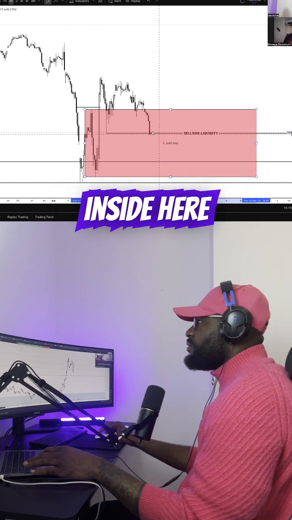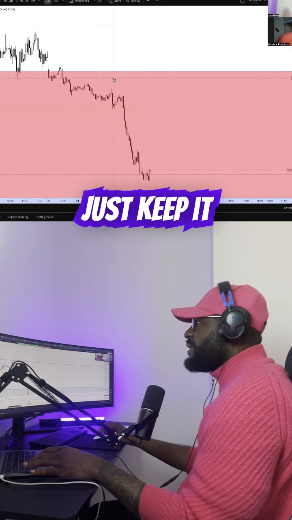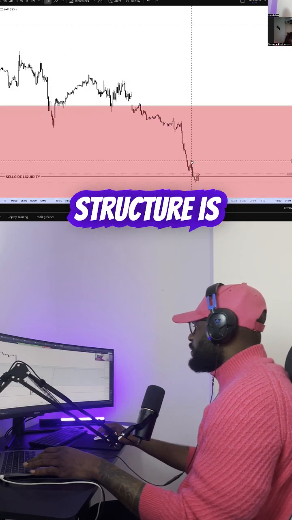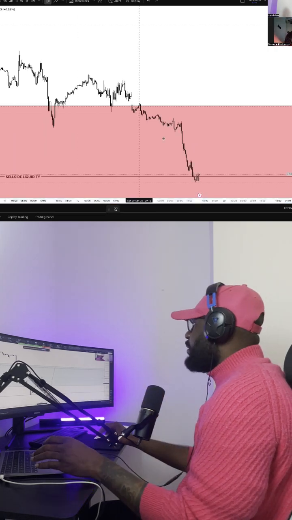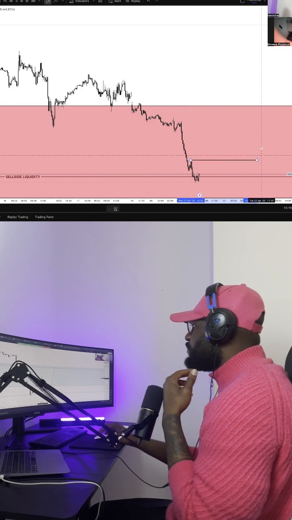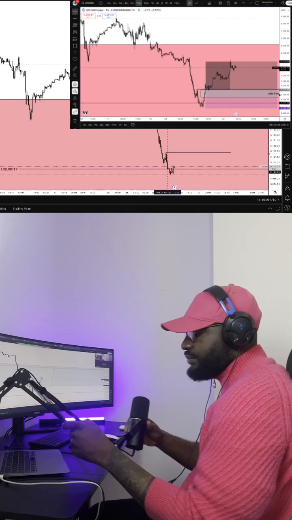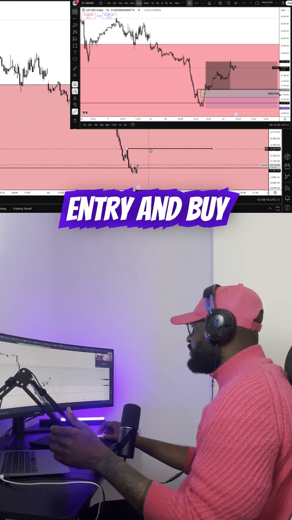You can literally wait inside here and wait for a 15 minutes break of structure and just keep it that simple. And 15 minutes break of structure is this high right here. You can literally put an alert here. If the market breaks above this high, you just use this high as your entry and buy it.